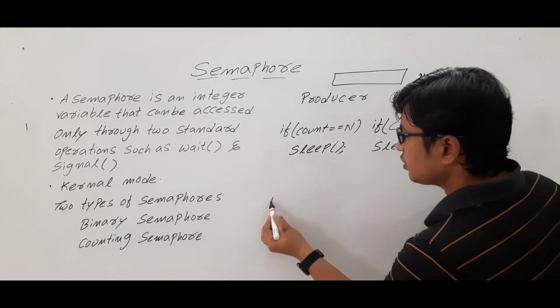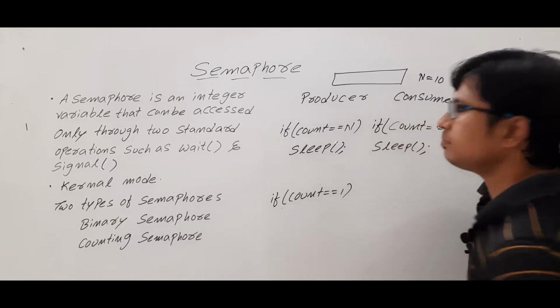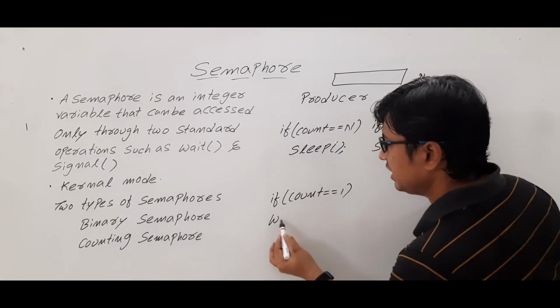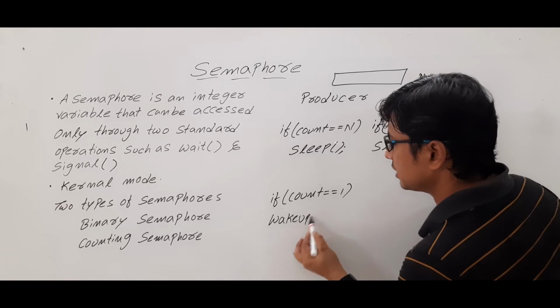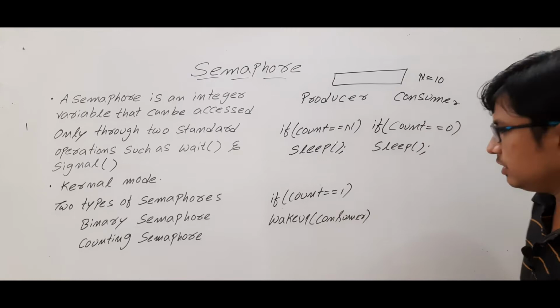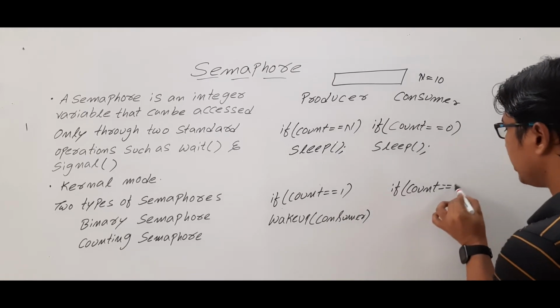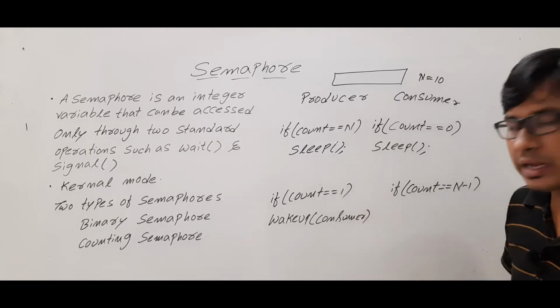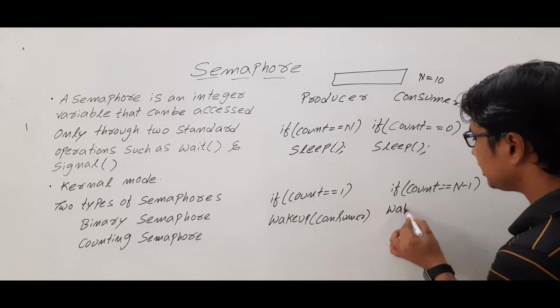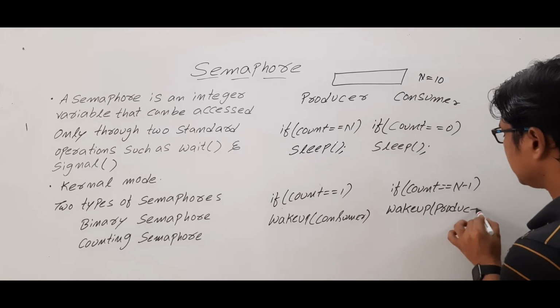Similarly, if count is equal to 1, then the producer has to wake up the consumer. Is it clear? And similarly, if count is equal to n minus 1, then what does the consumer have to do? He has to wake up the producer. Is it clear? Are you able to understand it or not?